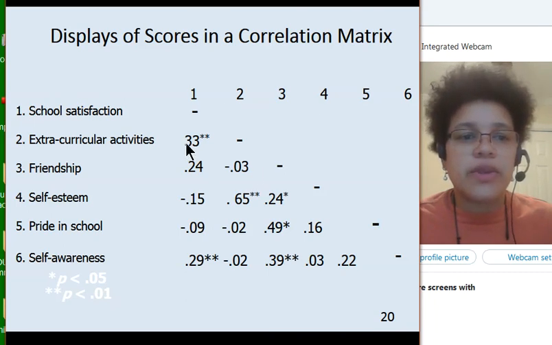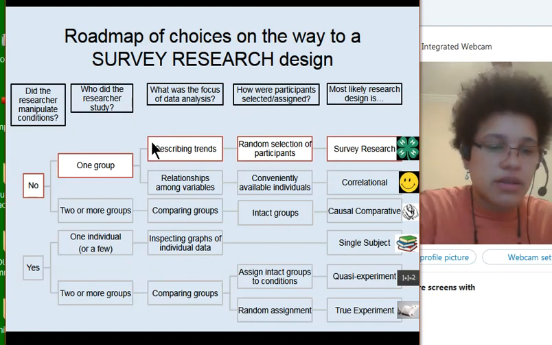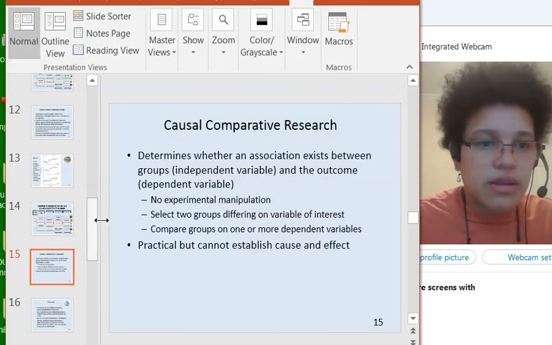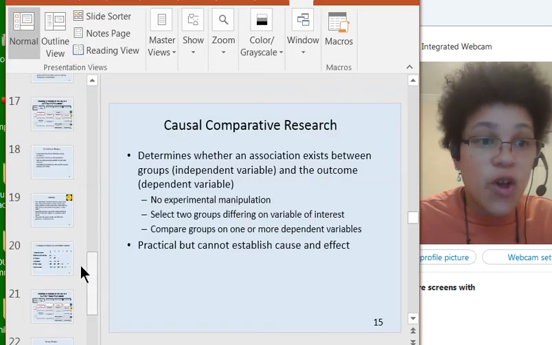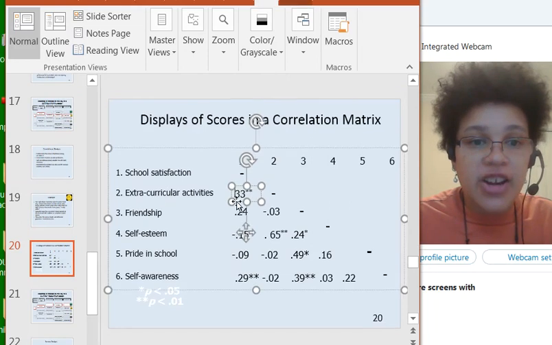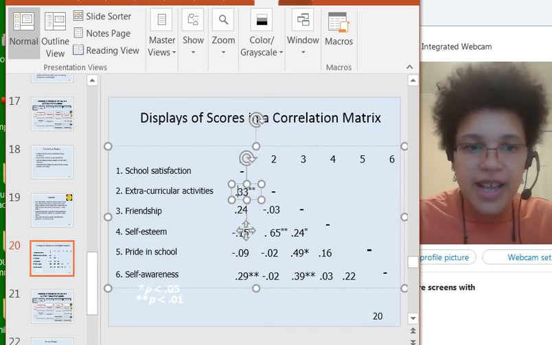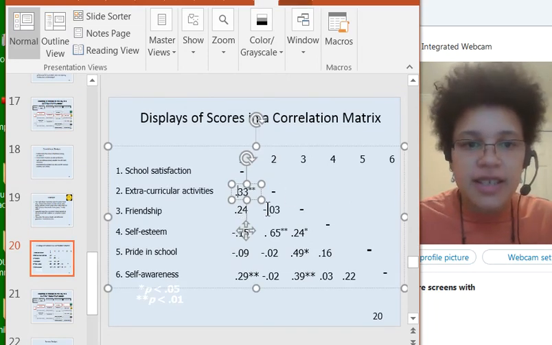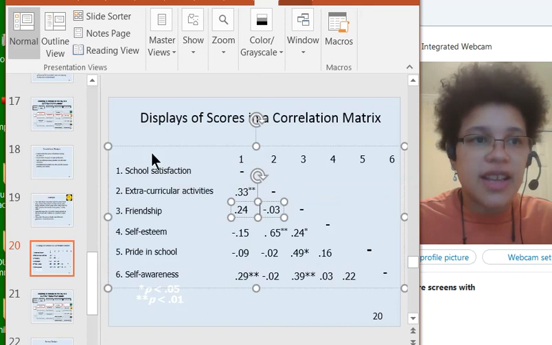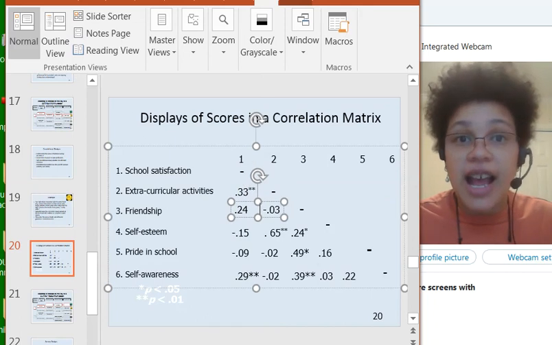This should say 0.33. By the way, if you all find an error on one of my slides before I find it, then email me. I will give you extra credit if it's actually an error. Because that kind of thing drives me crazy.